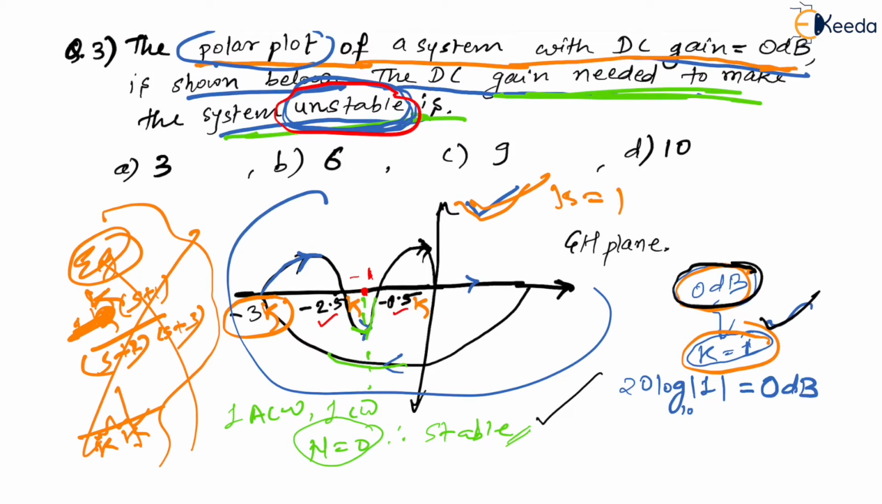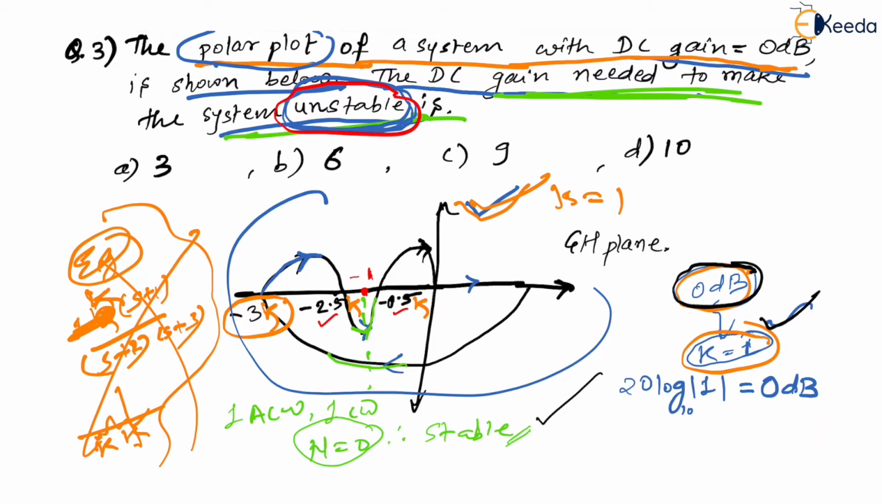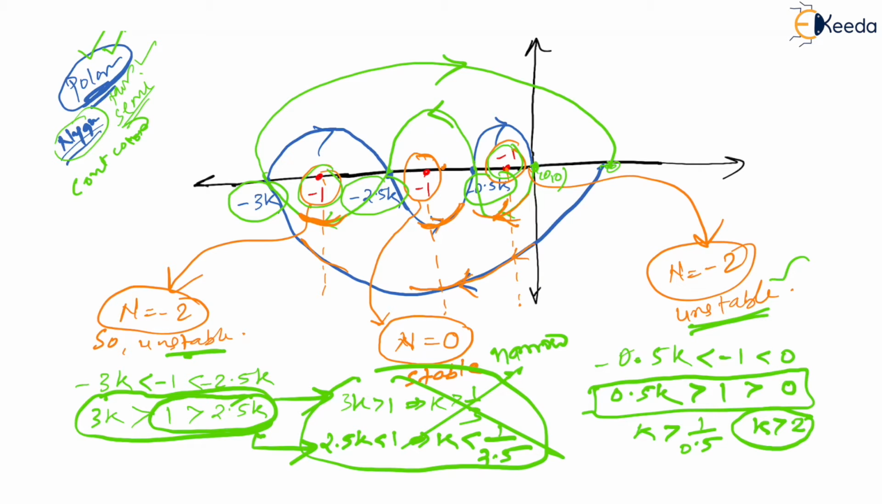Now if you check out, since they have given gains in terms of dB, when I am trying to find the value of k, I am interested to find it in terms of dB only. So if you see k greater than 2, in dB you get 20 log of mod of 2.